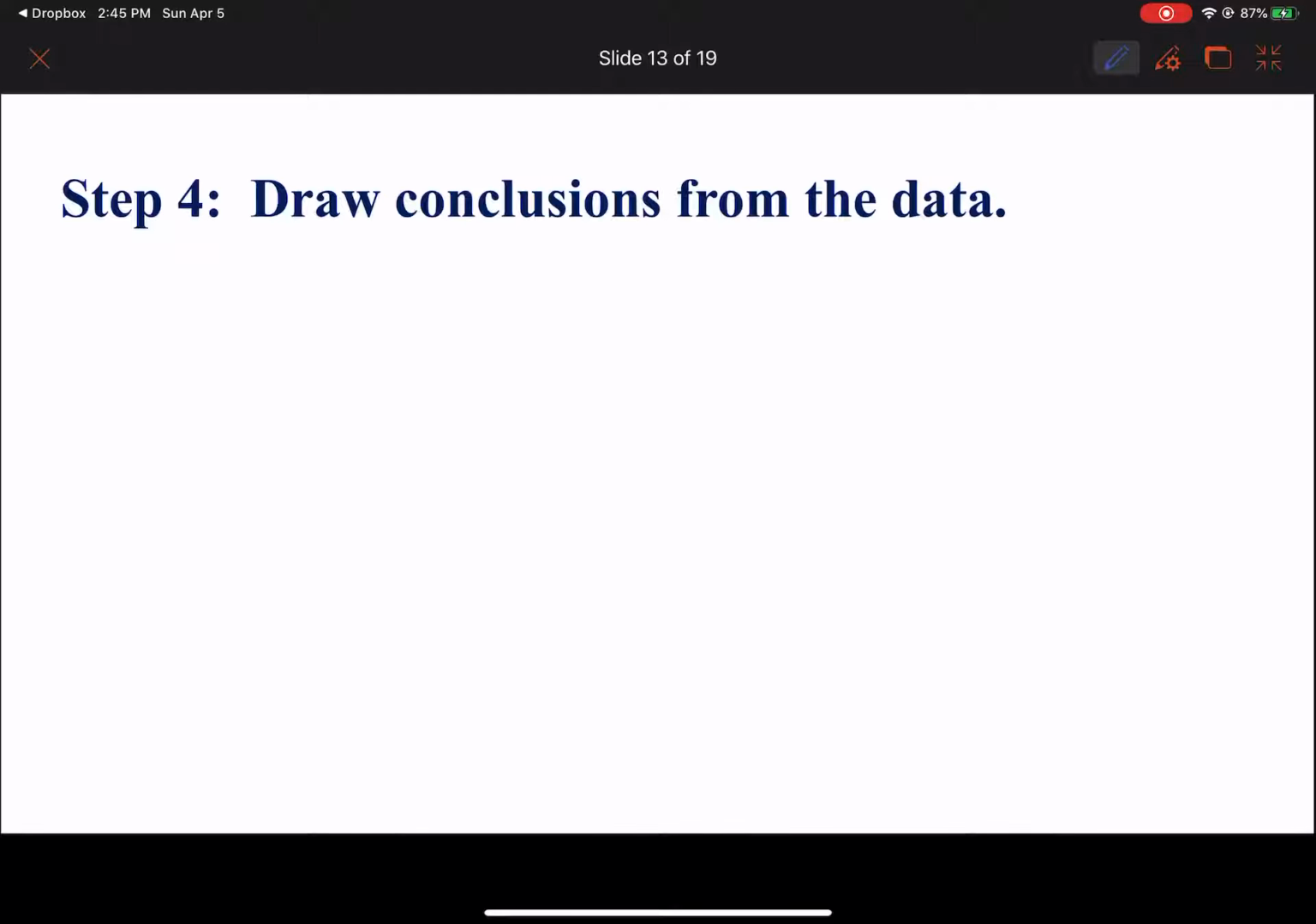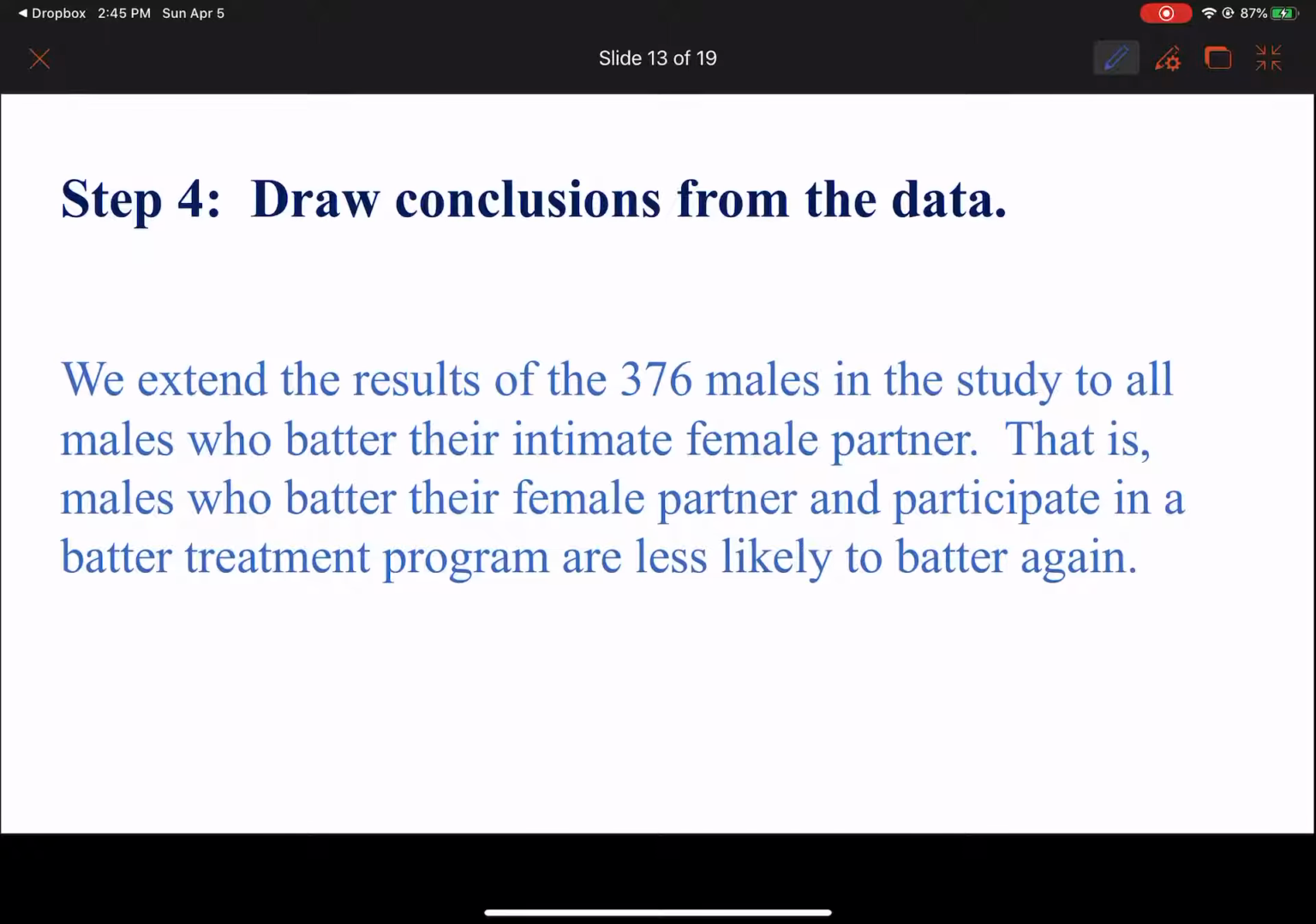So drawing conclusions from the data. We extend the results of the 376 males in the study to all males who batter their intimate female partner. So we decided that our sample was a good representative of the entire population of those who've battered before. And so now we are saying that those who battered their female partner and participate in the treatment program are less likely to batter again. So there we go.